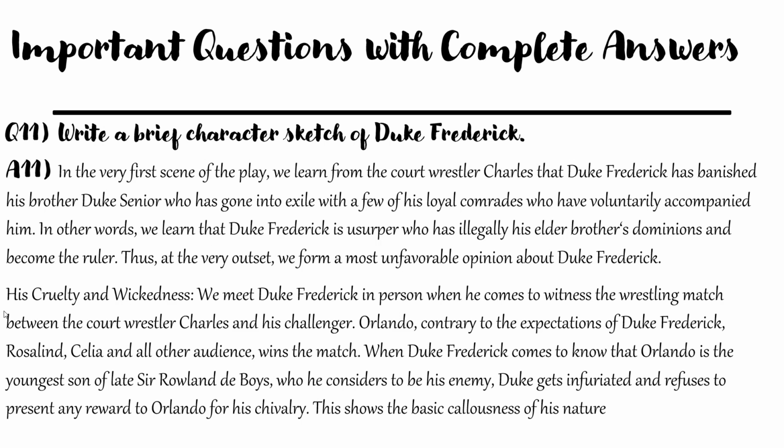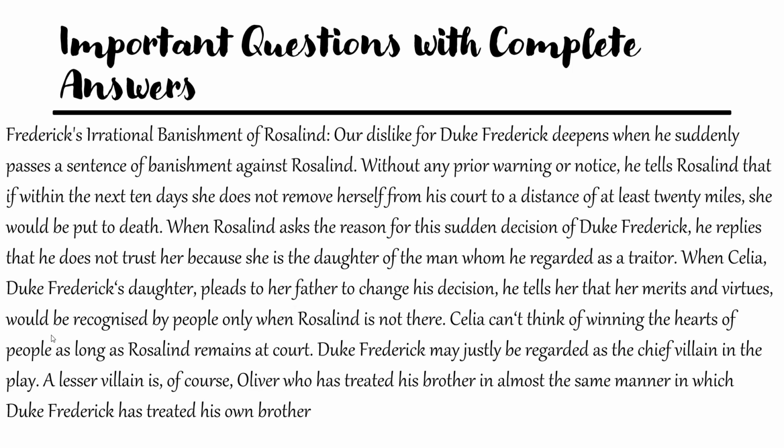And the next question we have is a brief character sketch of Duke Frederick. Duke Frederick is introduced after we have seen the wrestler Charles, and his character sketch shows his cruelty and wickedness. Then we'll talk about his irrational banishment of Rosalind, meaning without thinking he just banished Rosalind from his kingdom. The entire conversation between Rosalind and Duke Frederick, and then between Rosalind and Celia, you can just write down over here.